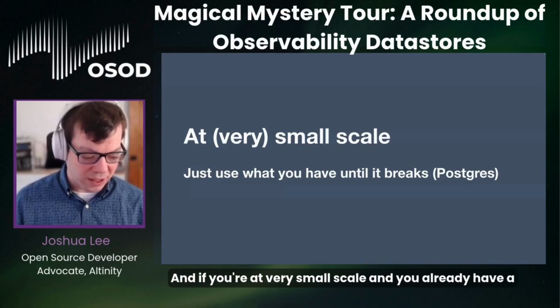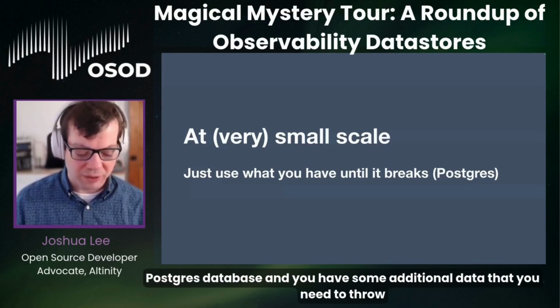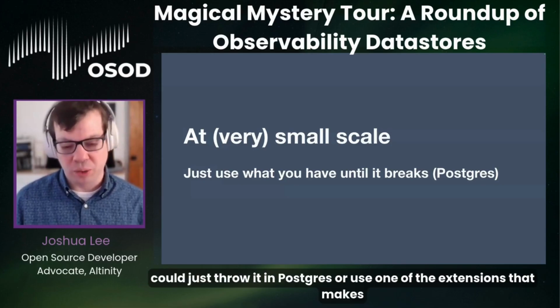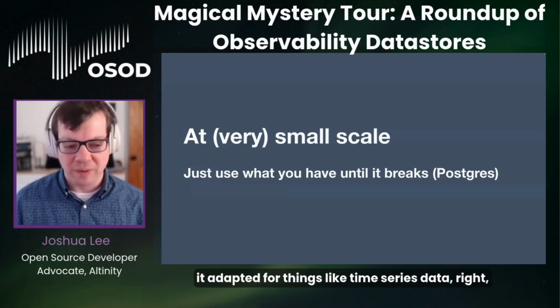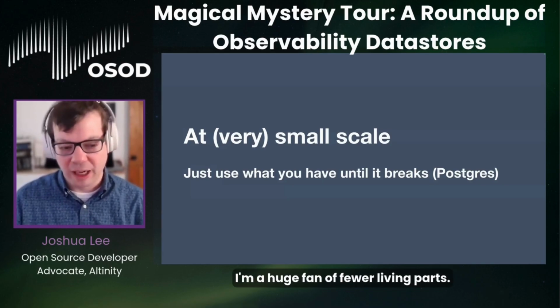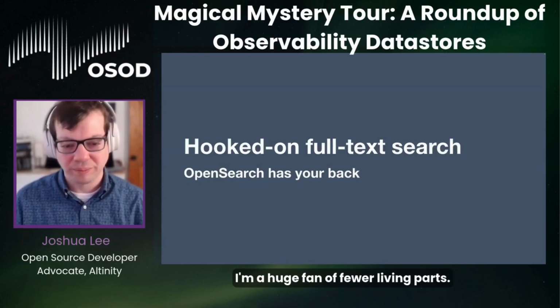I'm a huge fan of just using what you have. If you're at very small scale and you already have a Postgres database and you have some additional data that you need to throw somewhere, you could just throw it in Postgres or use one of the extensions that makes it adapted for things like time series data, right? That is not a terrible choice, especially at small scale. I'm a huge fan of fewer moving parts.